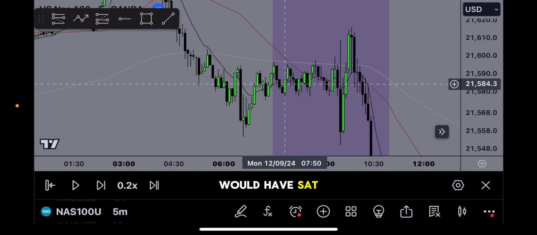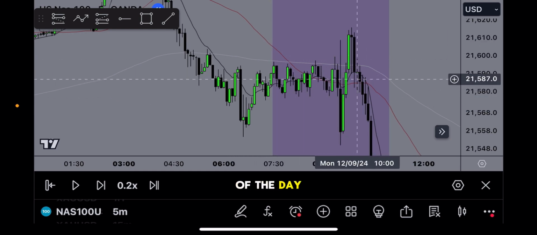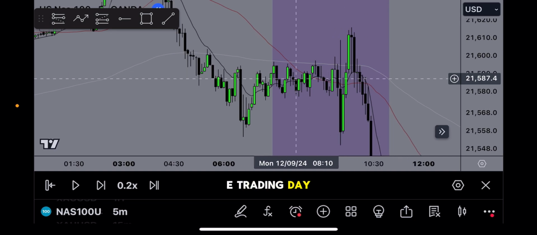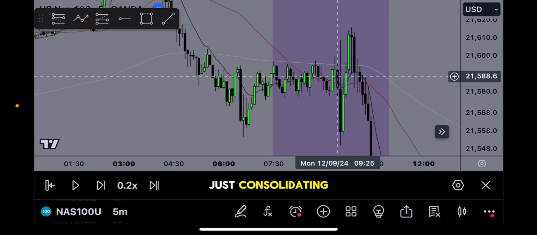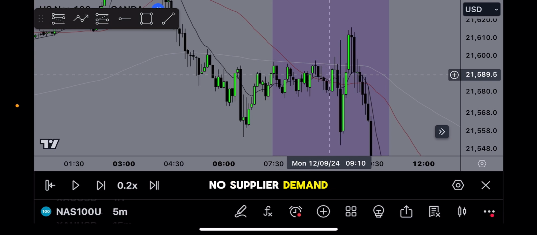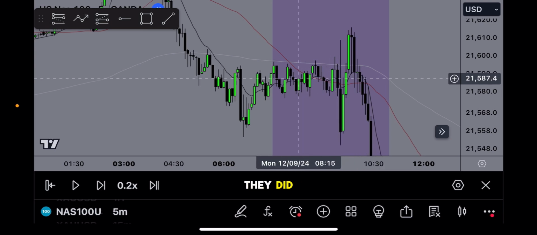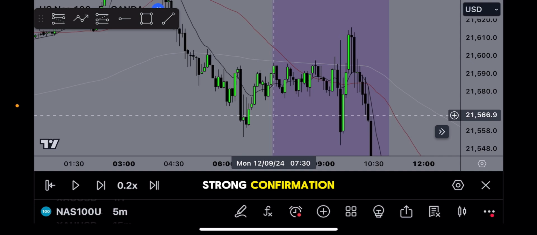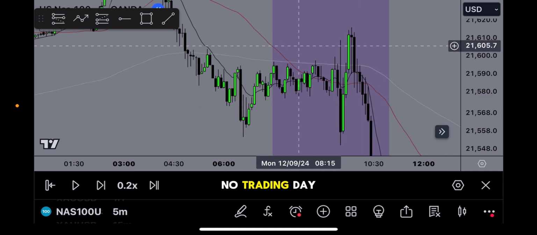Even though I would have sat probably through most of the day to see if any setup would have come by, this would have been a non-trading day, because price is just consolidating, no supply or demand setup came up, and if they did, the 3 MAs are not lined up, giving me a strong confirmation and confidence to take that trade. So this would have been a no trading day.